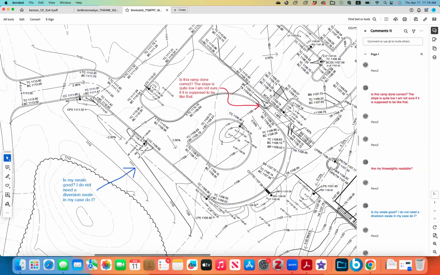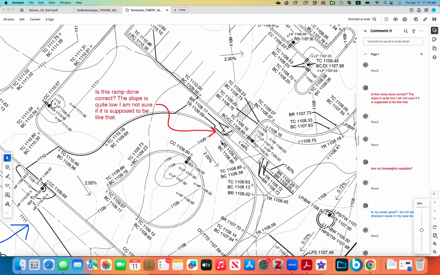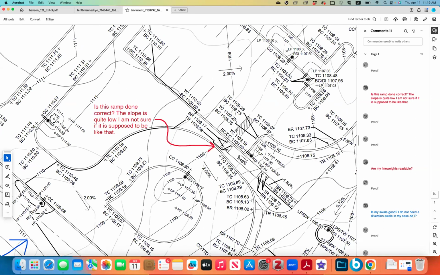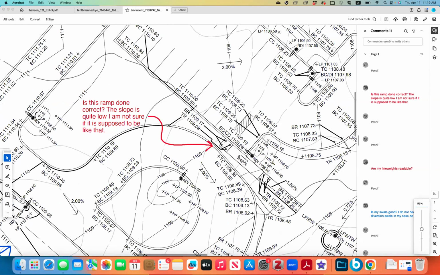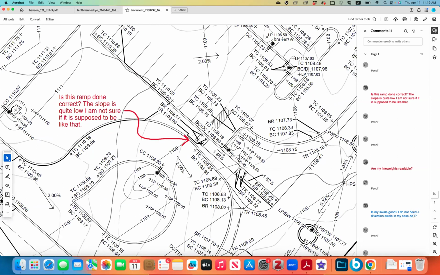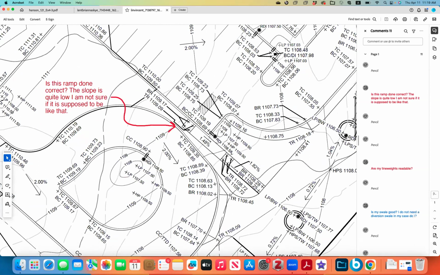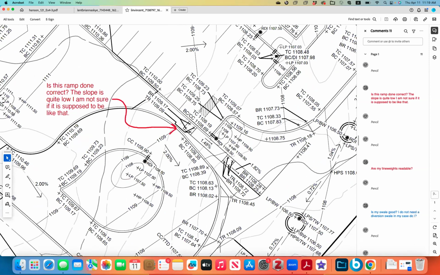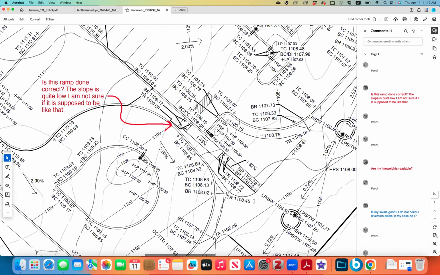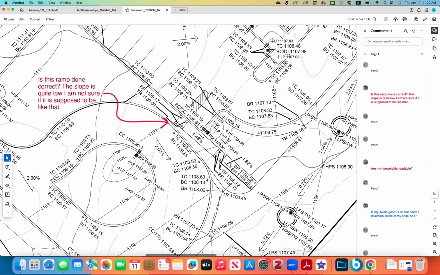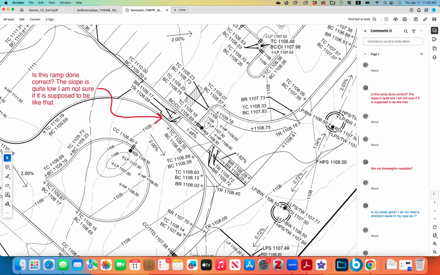Okay. Look at the ramp here. So you start your sidewalk here. Is the ramp done correctly? 1109.17. And then you have a bunch of ramp over here. I'm not exactly sure if we need this one. Can you explain why we added another ramp over here?